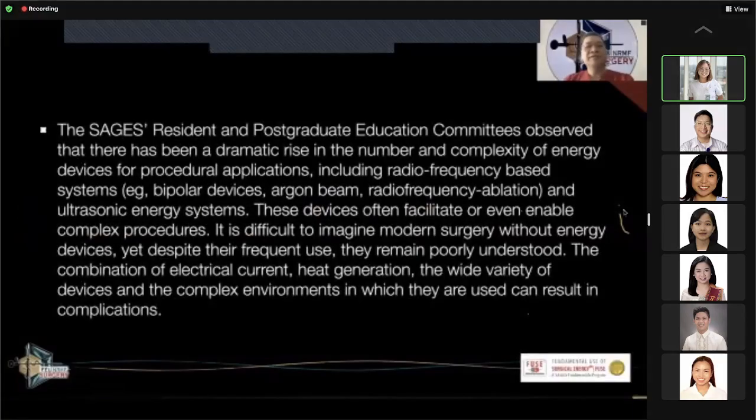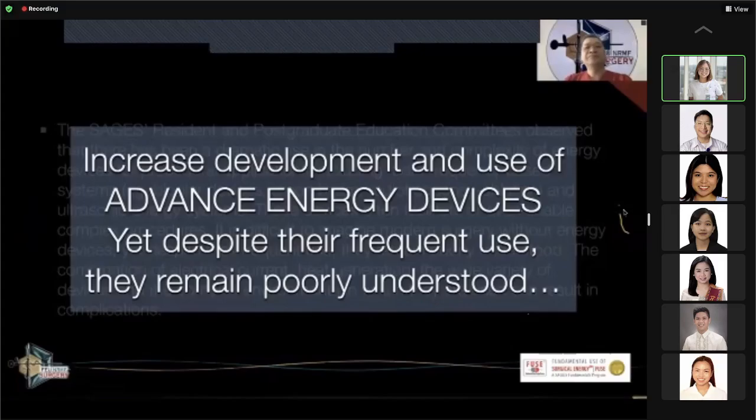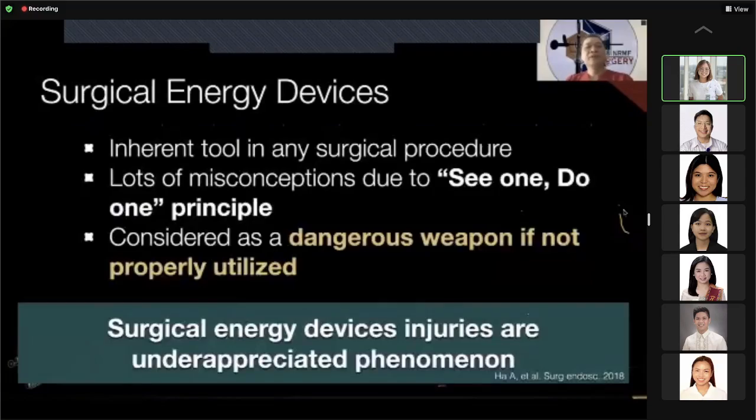So electrosurgery actually was introduced years ago, but there are several developments and advances in energy devices. Yet, despite their frequent use, they actually remain poorly understood. A lot of complications happen in the use of the electrosurgical unit. So why? The see one, do one principle, because when we are in the operating theater, no one will teach us what this machine is. So we call it cautery. No? Hindi pala siya cautery.